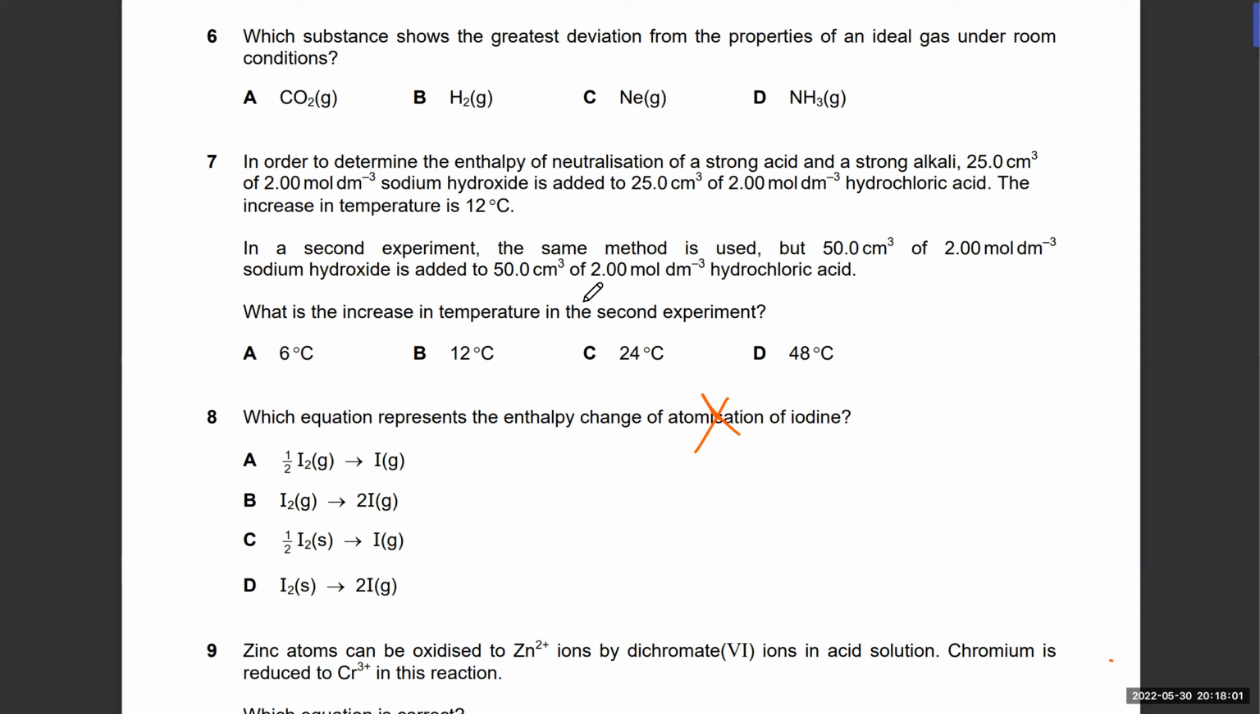So we need to find, first thing, Q is equal to mc delta T. What's the mass in the first experiment? 25 cm³ and 25 cm³. Total is 50 cm³, so it's going to be 50 grams. C is 4.18, and delta T is, now this one is another kind of a difficult question. What is delta T? The temperature increases by 12, right? So what value do we get for this?